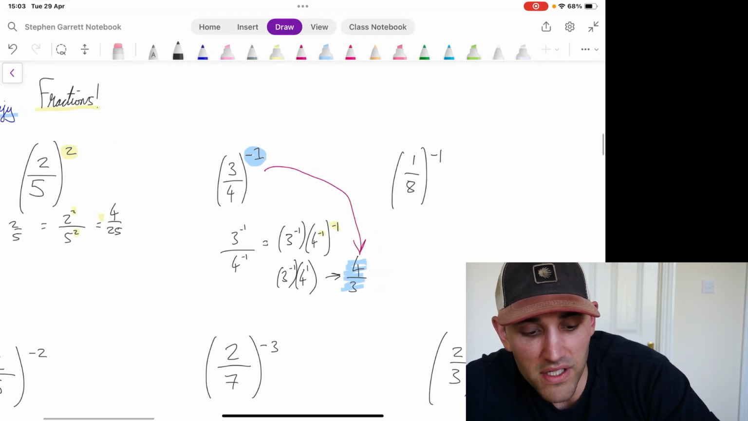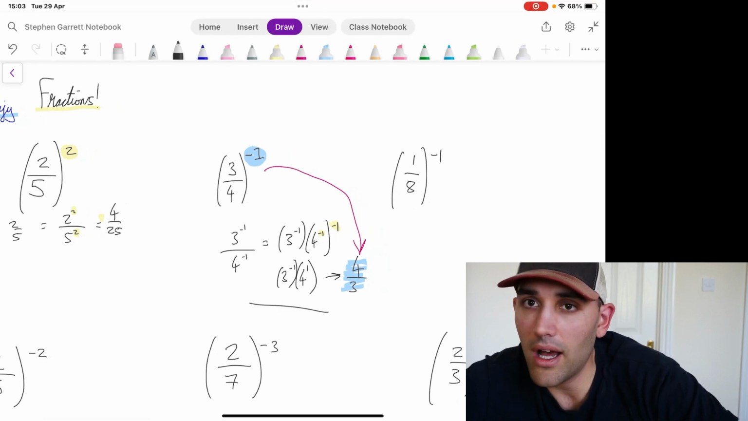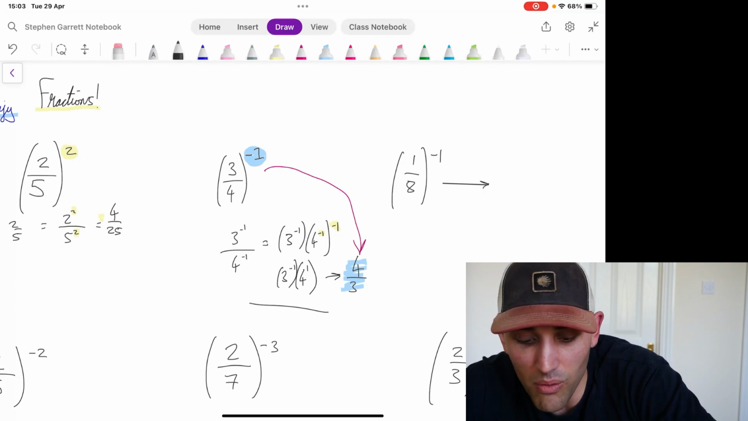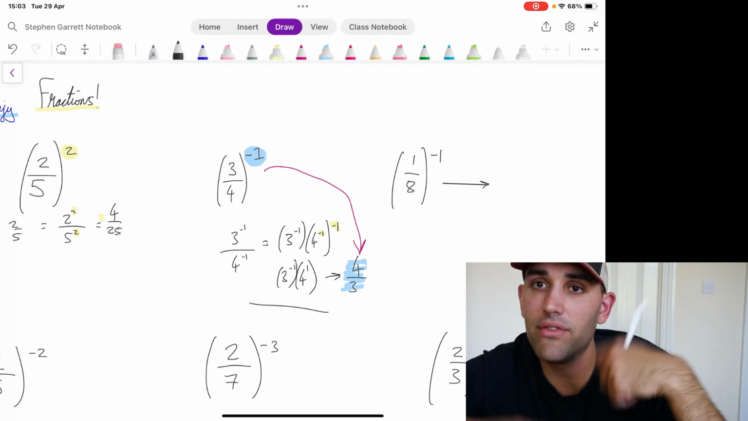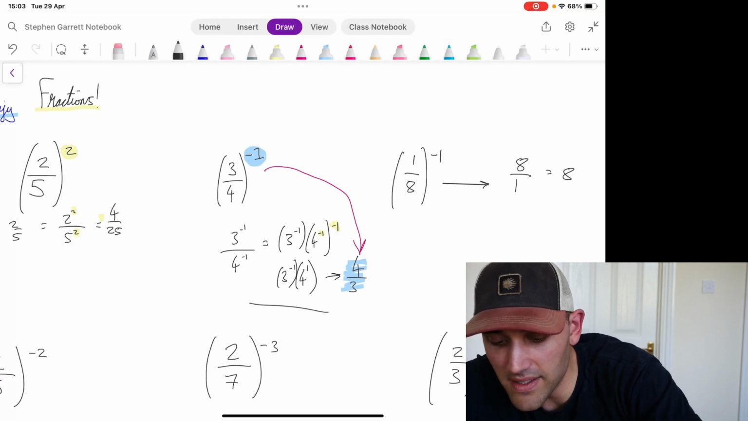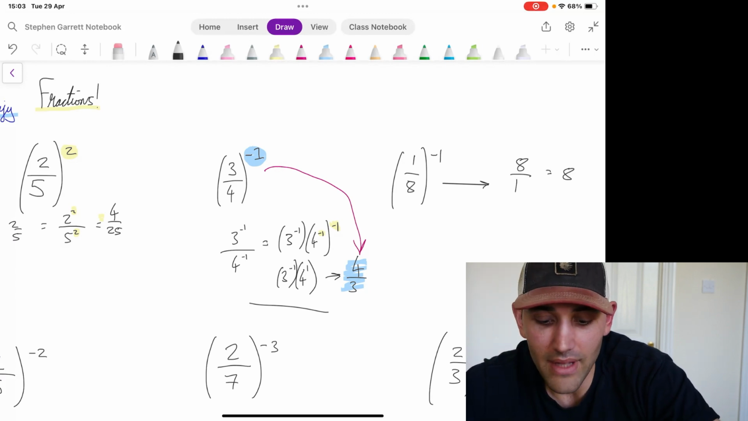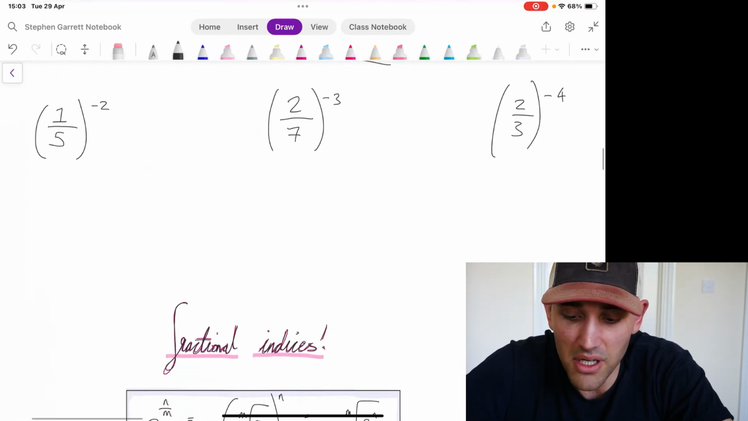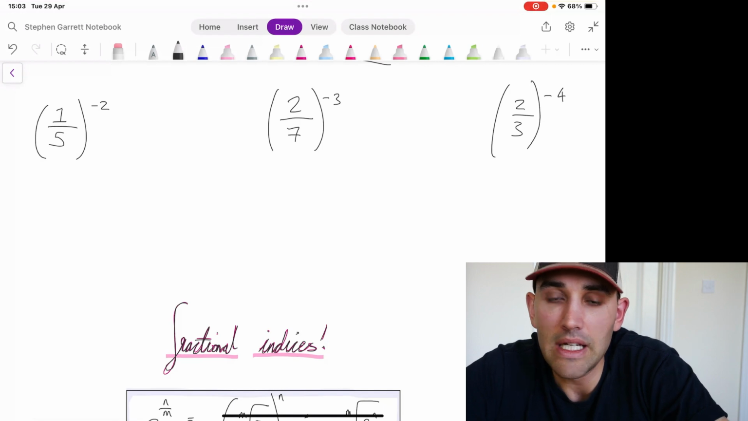So have a think about this one. Instead of doing all of this legwork, I'm just going to go straight to the answer and say that 1/8 to the power of minus 1, I'm going to flip that fraction, is going to be 8 over 1, which is just 8, obviously. And this holds true even when the fractions appear a little bit more complicated.